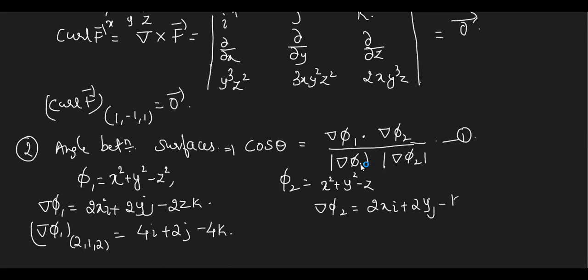4i, 4i plus 2j, 2j minus 2k. Only minus k, only minus k. Do it carefully.